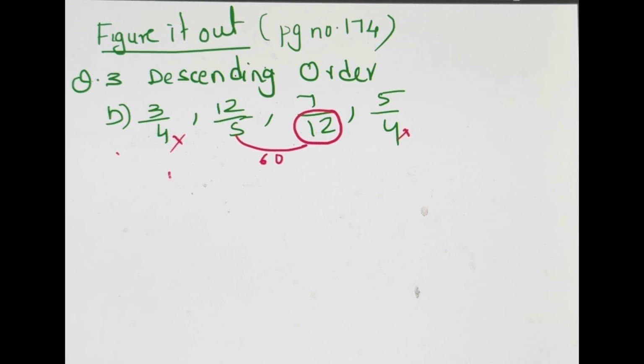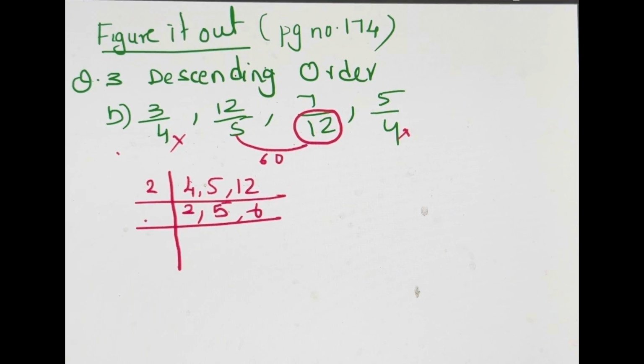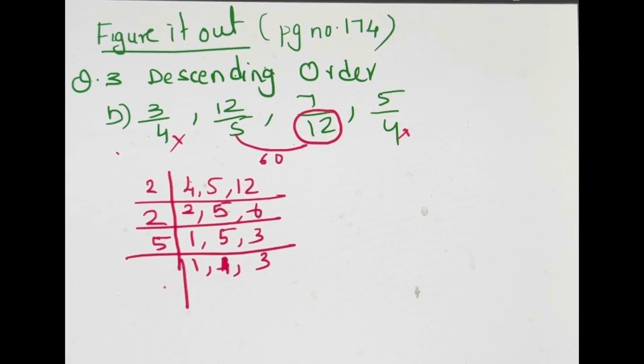Let us check our trick. 4, 5, 12. I'm not writing 4 again because it is the same. The LCM will be the same. So we start with 2. 2 2s are 4, 5 as it is, 2 6s are 12. Then 2 again: 2 2s are 4, 5 as it is, 2 3s are 6. You can take 5 first, you can take 3 first. So 5 1s are 5, and this is 3 as it is. Then we take 3: 1 1 1. Right? So the LCM is 2 2s are 4, 4 5s are 20, 20 3s are 60.